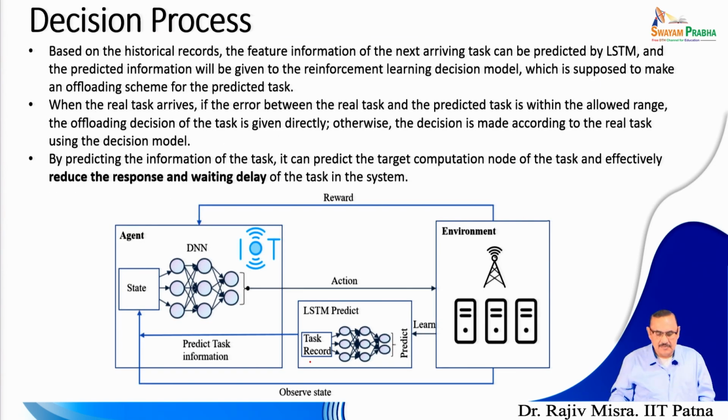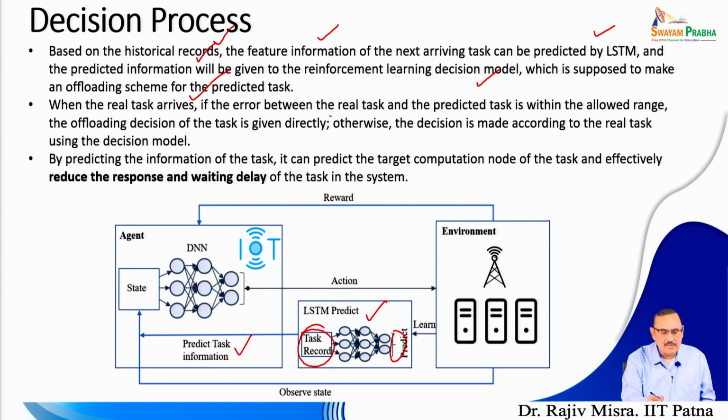Now, decision process. So, based on these historical records, the feature information of the next arriving task can be predicted by LSTM. The predicted information will be given to the reinforcement learning decision method over here. It can predict the task information, and this information will be given to the reinforcement learning decision model, which is supposed to make the offloading decision for the predicted task.